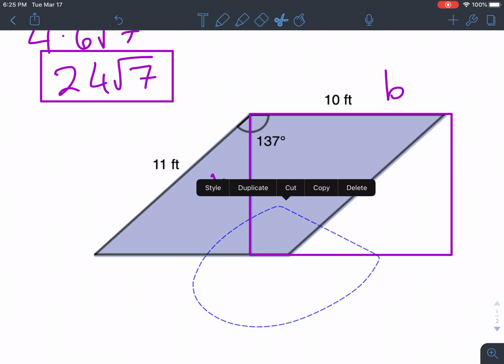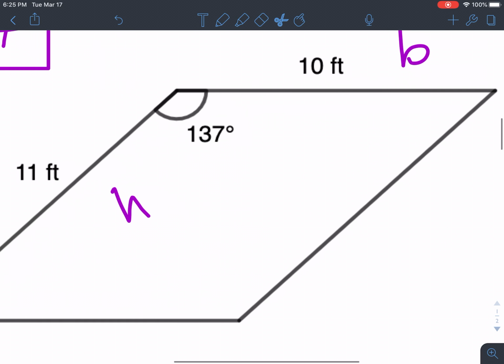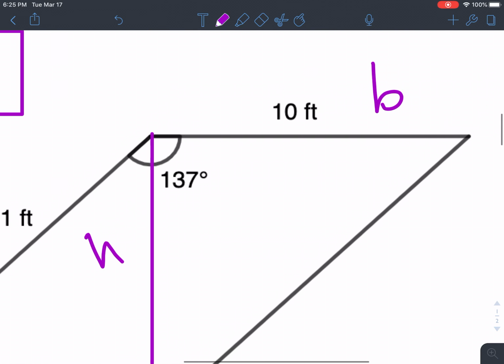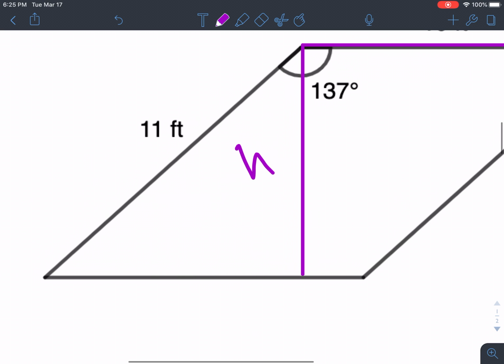Right, let's get rid of some of this stuff though. Let's get rid of that. Really, we want to find the area of the parallelogram. This is what we need. We need the height, and we need the base. Now we already have the base because we know that this side on top is 10 feet. So we're good to go on base, but now we have to figure out the height. So how are we going to get that?